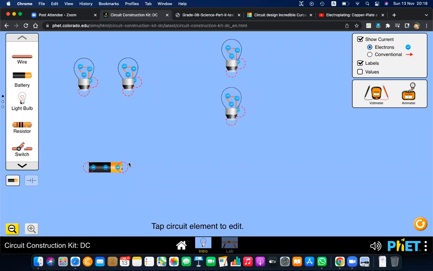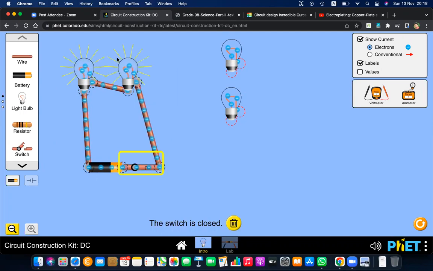Actually, here I'm using a 9-volt battery, and using a wire to connect this one to this one, then a wire to connect this one to this one. Actually, I'm using a switch. Okay, when I turn on this, you can see two bulbs are turning on.